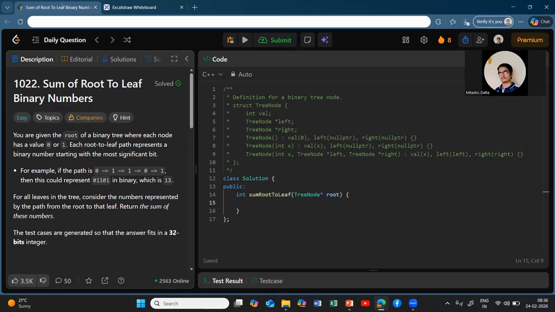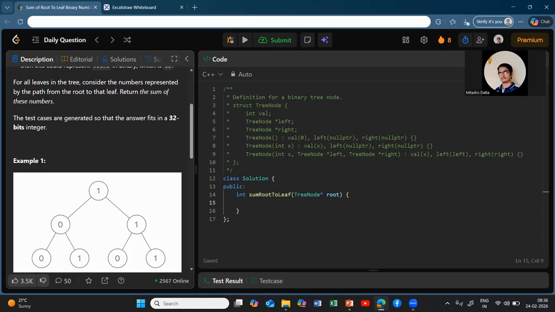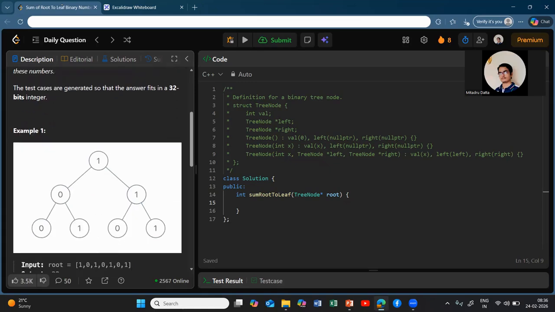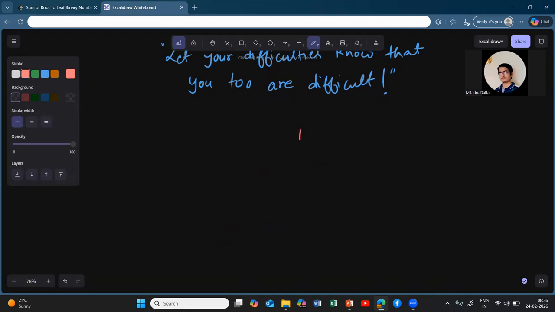And for all the leaves in the tree, consider the number represented by the path from the root to that leaf. Return the sum of these numbers. So you need to tell me what are all the paths from the root to the leaf. Okay, so we can consider this tree as shown in the example. If this is 1, this is 0, this is 1, all the nodes of the tree must contain either 0 or 1. Okay, so yeah, consider this binary tree.